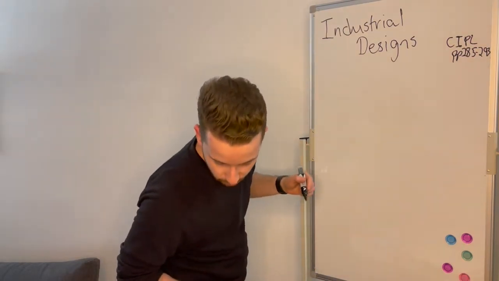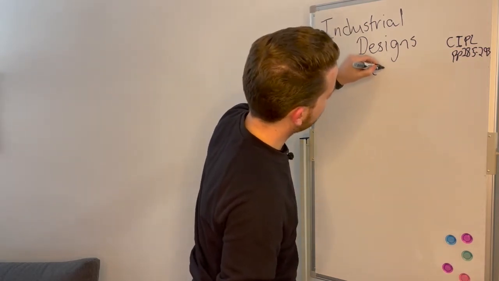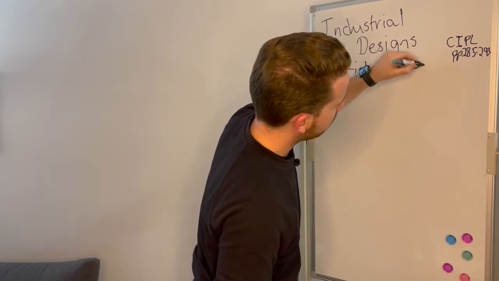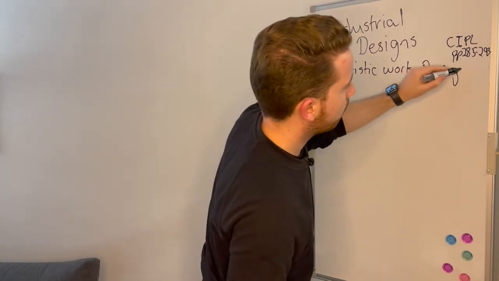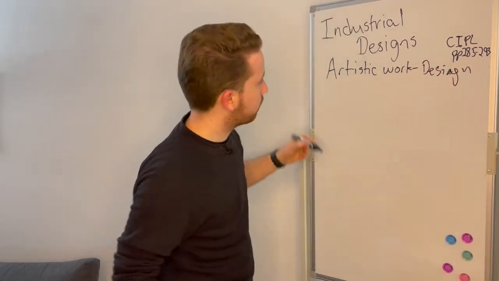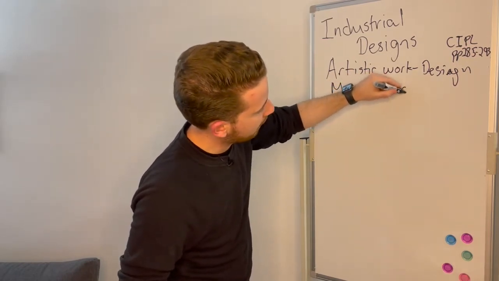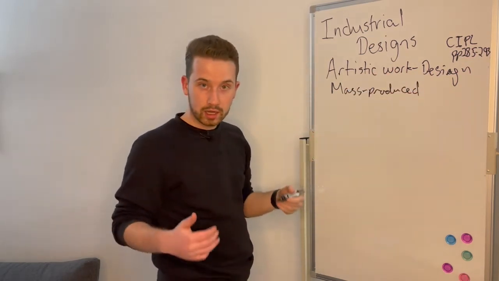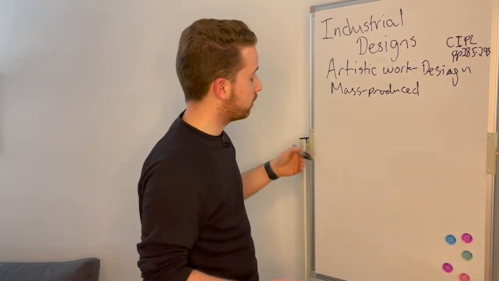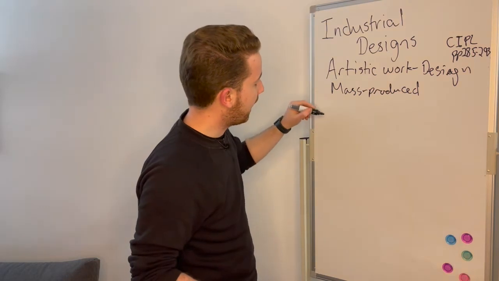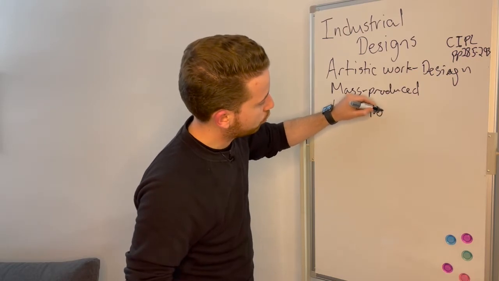What's an industrial design? An industrial design is an artistic work, a design, essentially a picture or blueprint for making something, that has to be mass produced. So it has to be made for mass production, which means 50 or more items. It has to be created for that reason and subsequently mass produced. And it's protected for a shorter period.